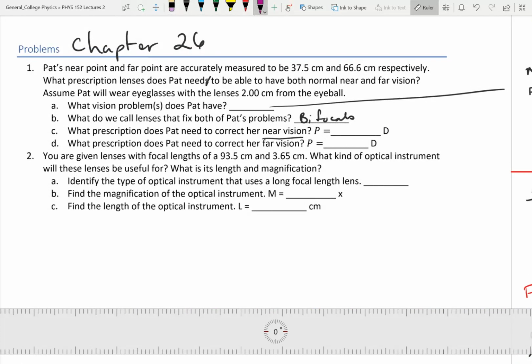So she has a 1.53 to correct the near vision and a minus 1.55 diopters to correct the far vision. All right, so that's our vision. Make sure you understand what hyperopia is. Hyperopia, also known as farsightedness. You can see far just fine, but you have a problem with your near point.